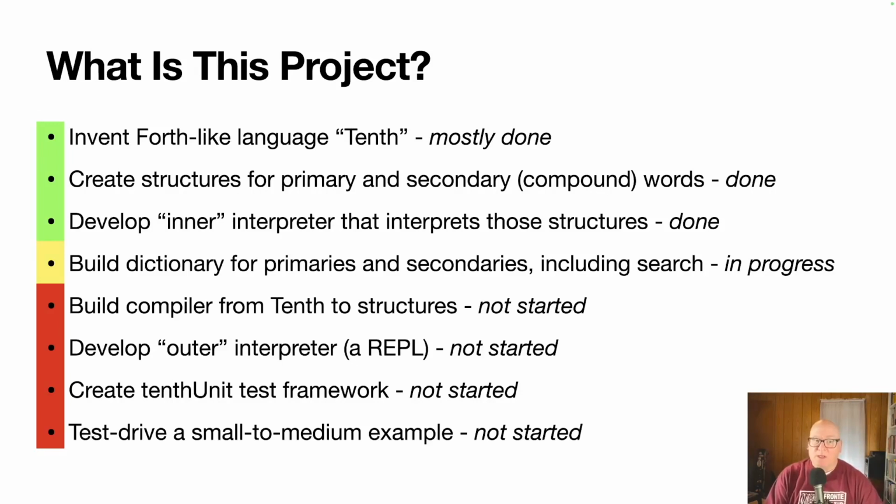Once we have a compiler, we're going to develop an outer interpreter, a read-eval-print loop, REPL, that we can use to run programs. And then we'll create a 10th unit test framework and test drive a small to medium-sized example in our language. Now, why am I doing this?